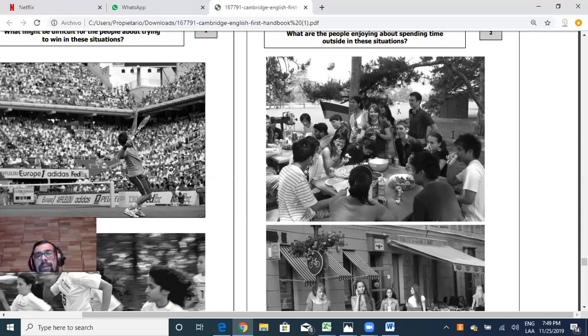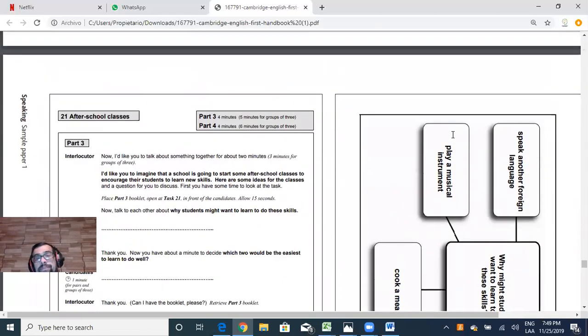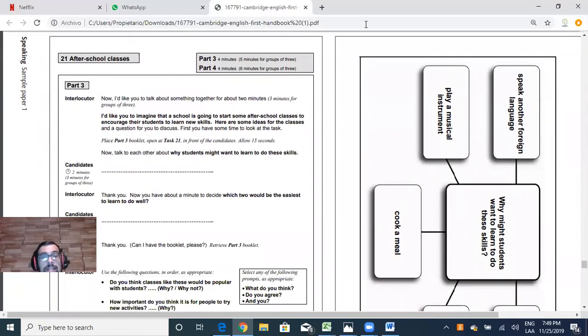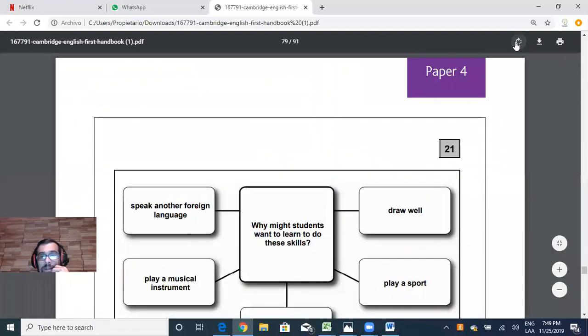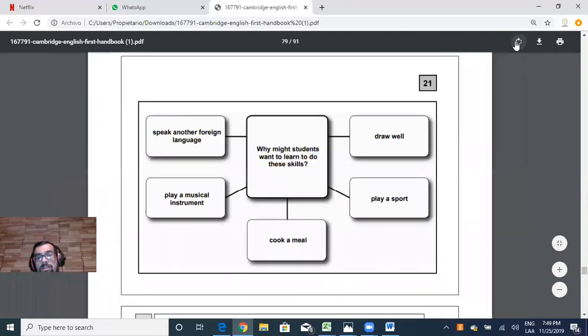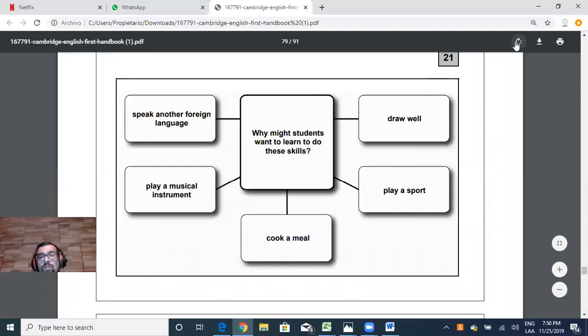Okay, now let's go to part three. It says, I would like you to talk about something together for about 2 minutes. I'd like you to imagine that a school is going to start some after-school classes to encourage their students to learn new skills. Here are some ideas for the classes and a question for you to discuss. Let's just check here very quickly. Okay, so Jose, let's talk a little bit about what students want to learn.